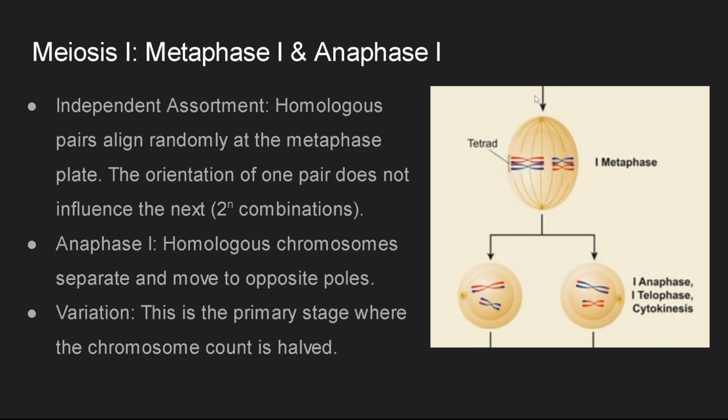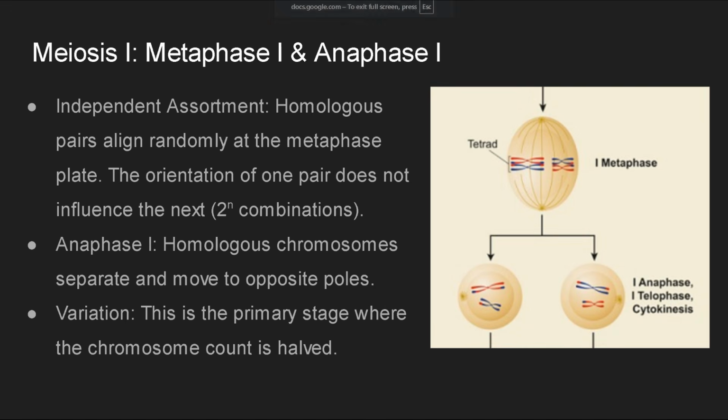Then, in anaphase 1, these homologous chromosomes are pulled to opposite poles, and with this specific movement, the cell transitions from diploid to haploid, even though the chromosomes are still in the duplicated sister chromatid format. After that, the cell then goes through telophase 1 and then cytokinesis, which will form two genetically unique cells.